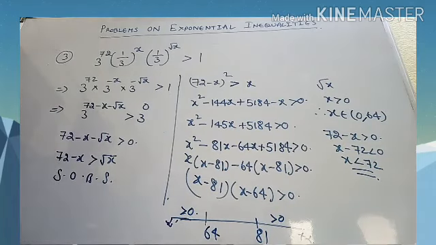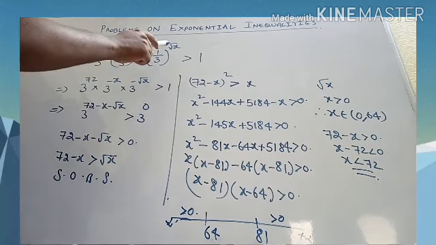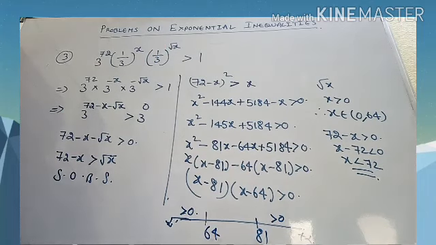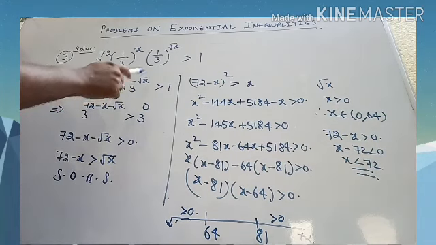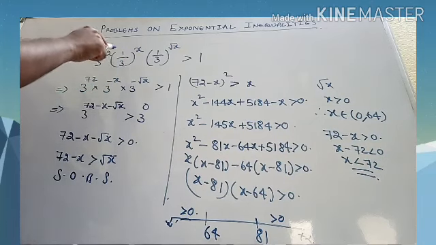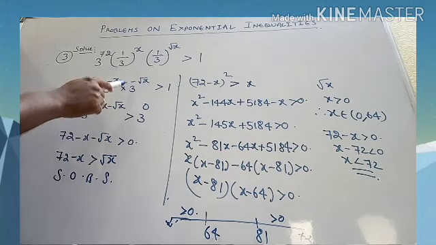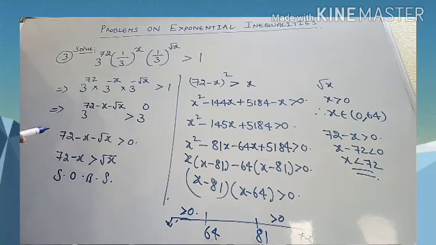Now the third problem, 3 power 72 into 1 by 3 whole power x, 1 by 3 whole power root x is greater than 1. Solve. This is what the problem, right? How we will solve this particular problem is, you write 3 power 72 into 3 power minus x, and this is 3 power minus root x, because 1 by 3 you can write as 3 power minus 1. Therefore 3 power minus 1 whole power x becomes 3 power minus x. Same way this also, 3 power minus root x greater than 1, like this.